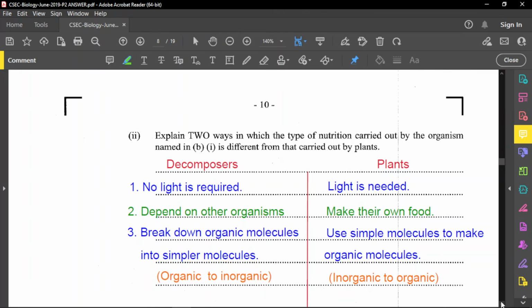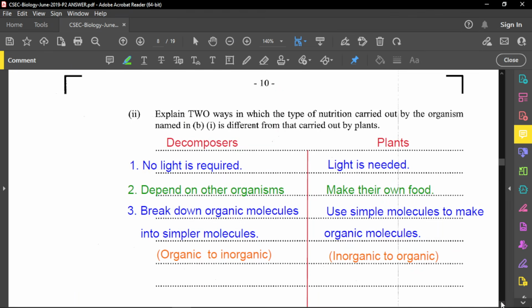And so we're talking about decomposers. So whether or not you list the bacteria, the fungi, or the earthworms, it'll pretty much be the same. The main thing here is that for the decomposers, whichever one you choose, versus plants, no light is required for the decomposer. Light is needed to produce food for the plants. And again, decomposers depend on other organisms. Even though they are depending on the dead organic materials, they are still depending on other organisms, while plants will make their own food.